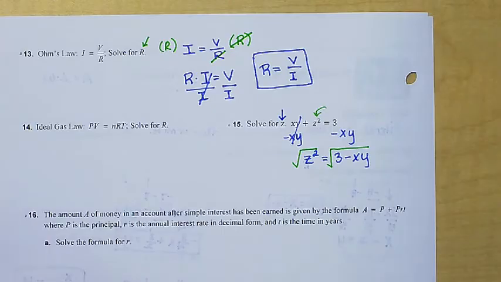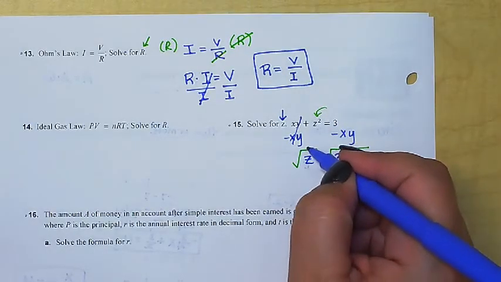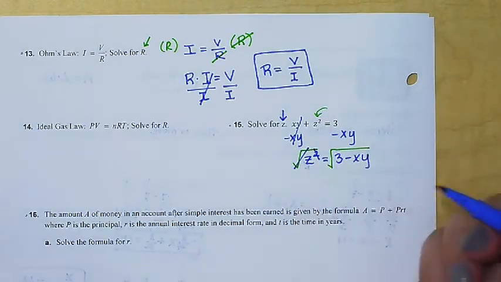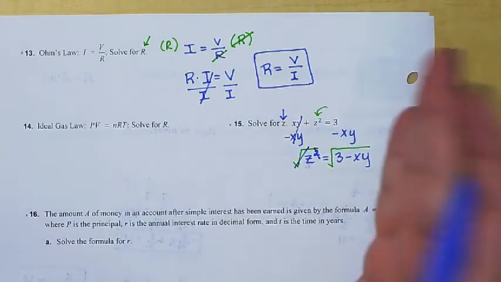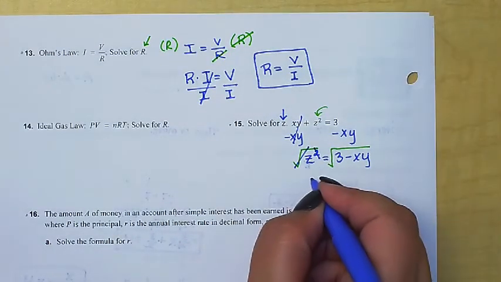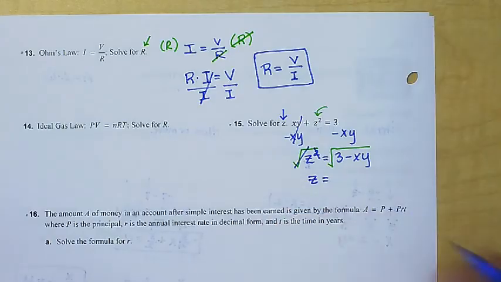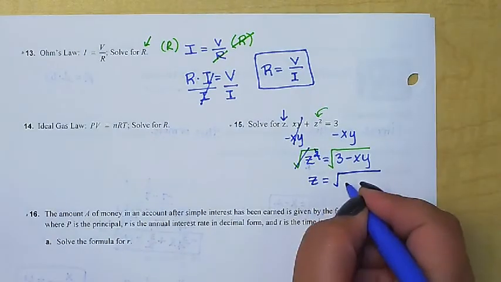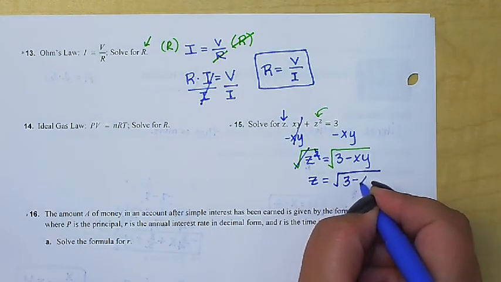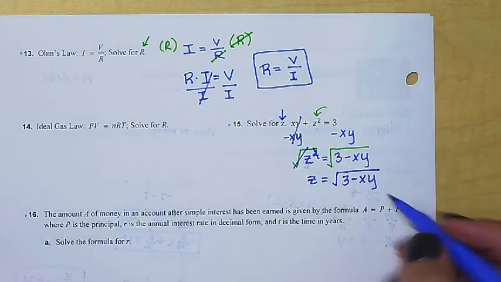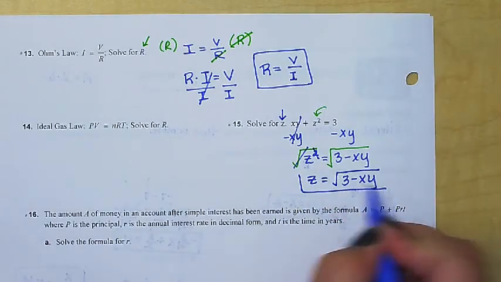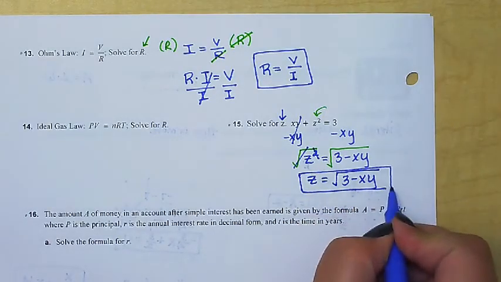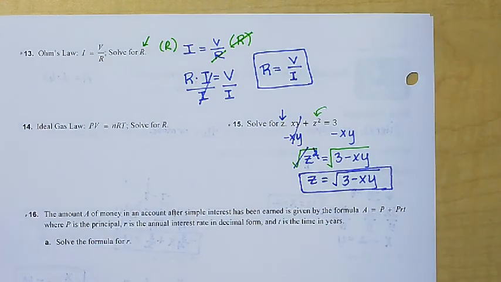Okay. So here, the square root and the square, they are opposites. They're inverses. They undo each other. They're gone. And that leaves my z fully isolated. So it turns out that z is simply the square root of 3 minus xy. And that is as much as we can do, and we don't have to do anything more than that. Z is isolated, and we are good.